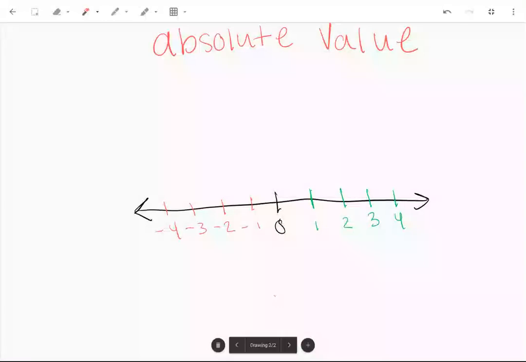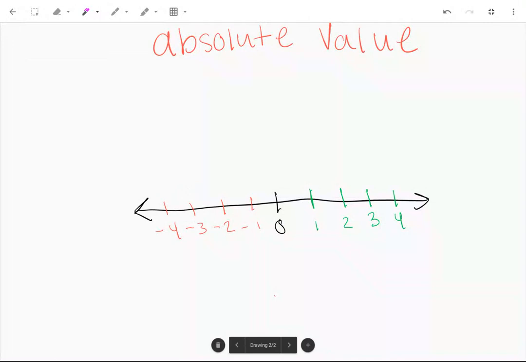All right, so today we're going to talk about absolute value. Okay, so absolute value, the formal definition of it is the distance a number is away from zero, or how far is a number away from zero. So that's all we're trying to find.